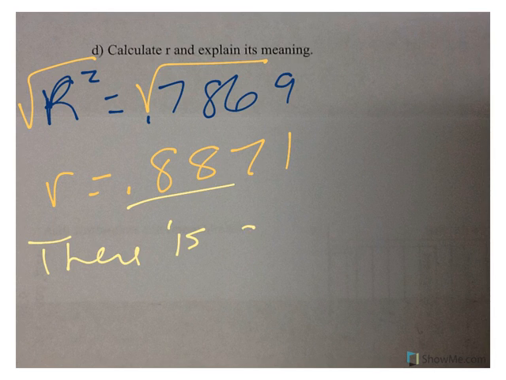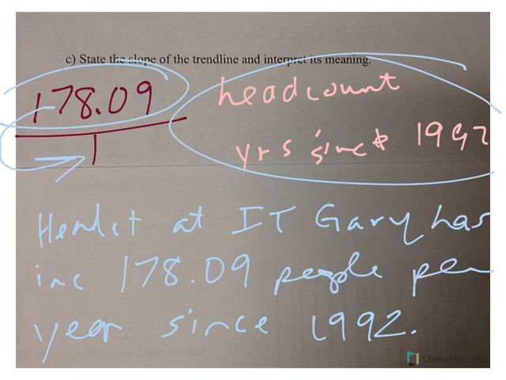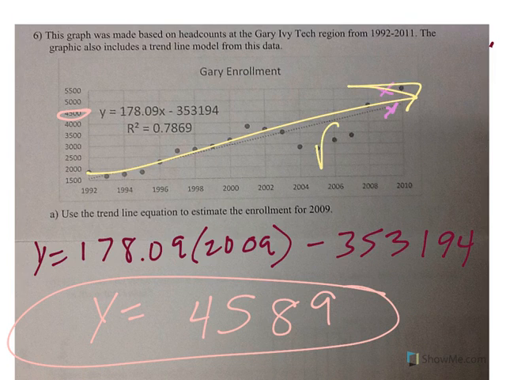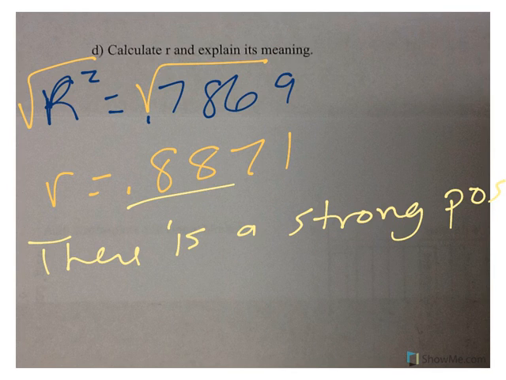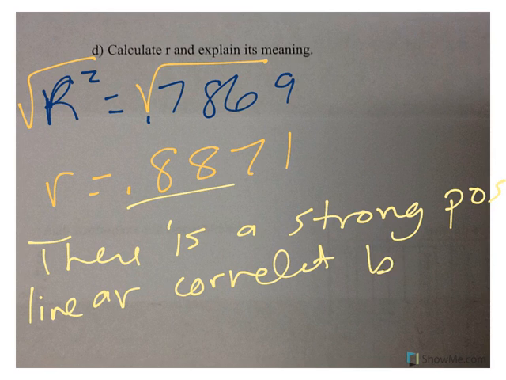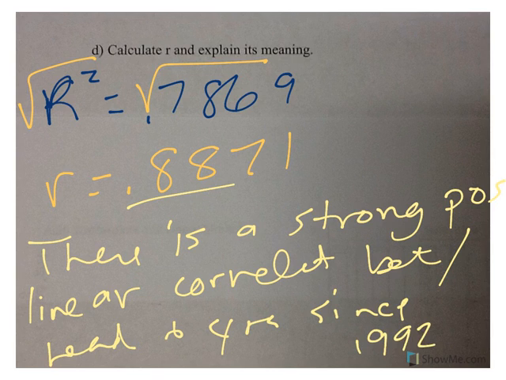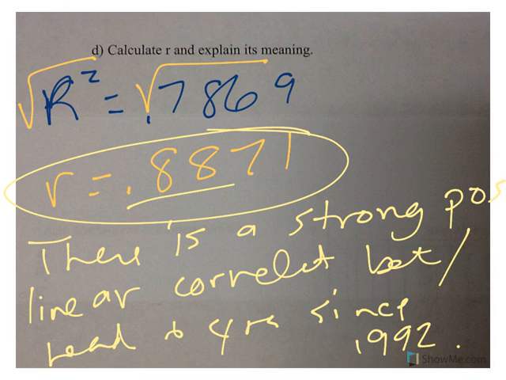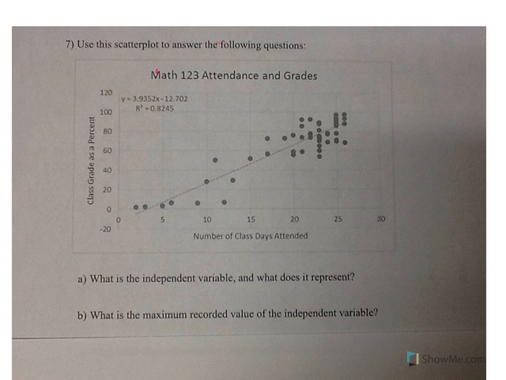So we would say there is a strong positive, and we know it's positive because if you look at the graph, it goes up, right? That makes it positive. So there is a strong positive linear correlation between head count and years since 1992. It goes up, so it's positive. It's decently close to 1, so it's strong. And between the two variables, right? Independent and dependent variable, which would be head count and years since 1992.